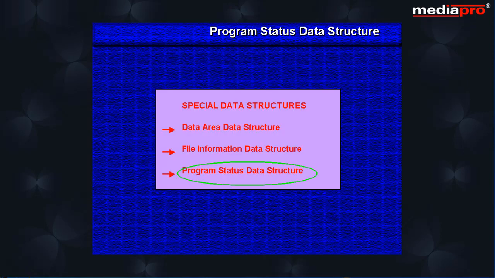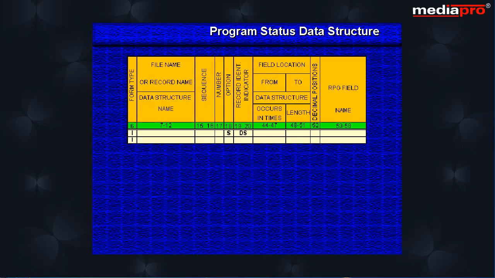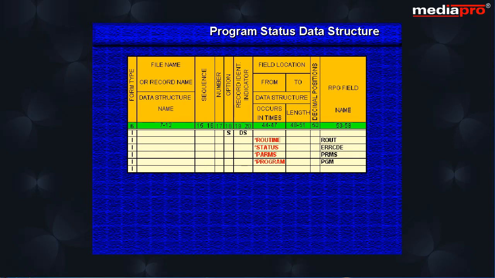Let us move on to the program status data structure. The program status data structure is used to retrieve information about the program itself, including errors that occur during program execution. A program status data structure is identified by an S in column 18 of the input specification that defines the data structure. Here also, you have predefined values that can be used to access the more frequently used subfields within the data structure.